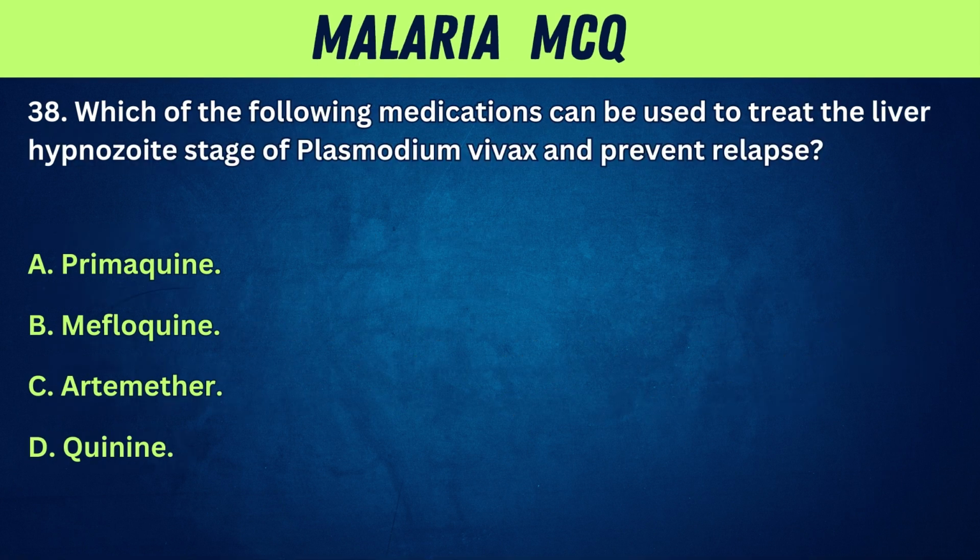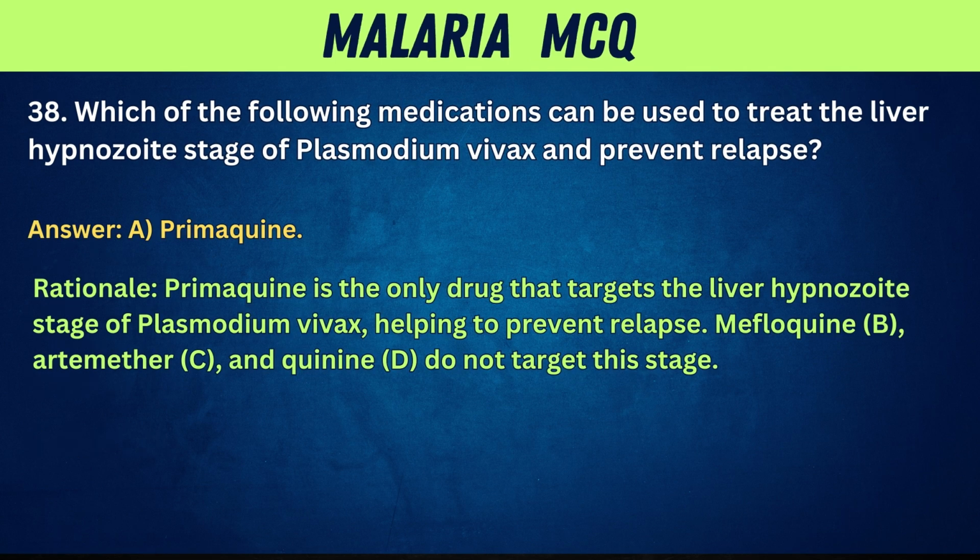38. Which of the following medications can be used to treat the liver hypnozoite stage of Plasmodium vivax and prevent relapse? A. Primaquine. B. Mefloquine. C. Artemether. D. Quinine. Answer: A. Primaquine. Rationale: primaquine is the only drug that targets the liver hypnozoite stage of Plasmodium vivax, helping to prevent relapse. Mefloquine (B), artemether (C), and quinine (D) do not target this stage.